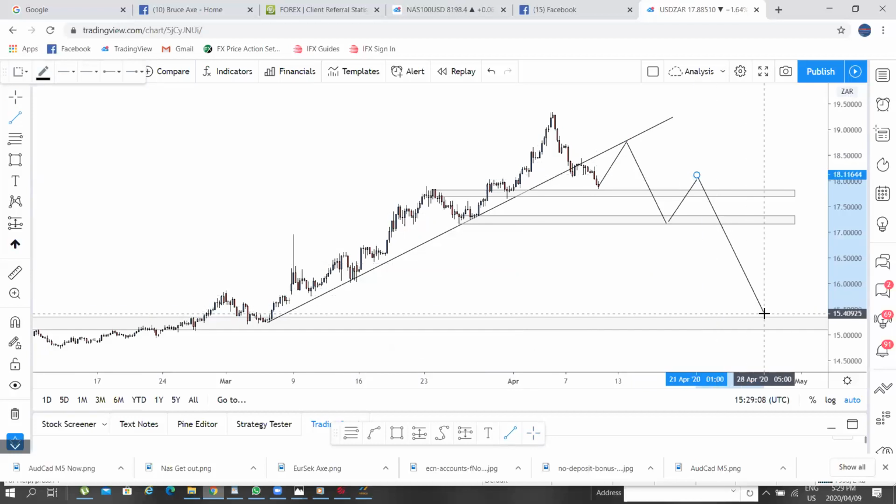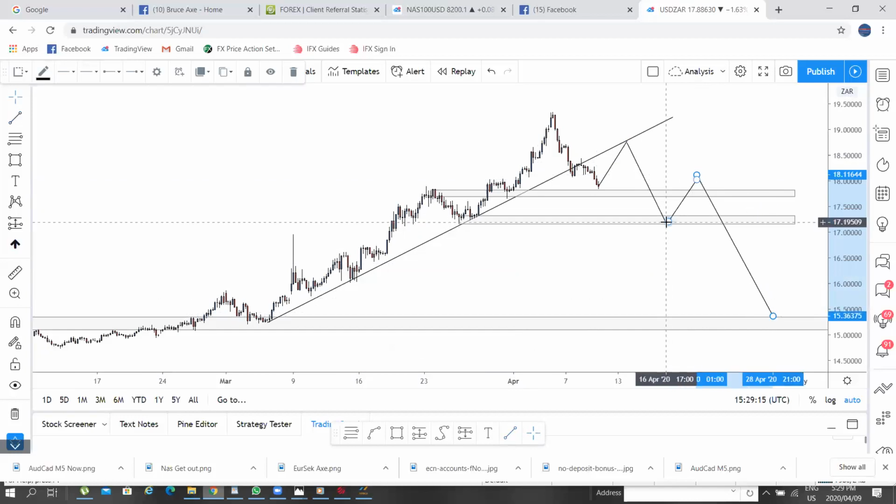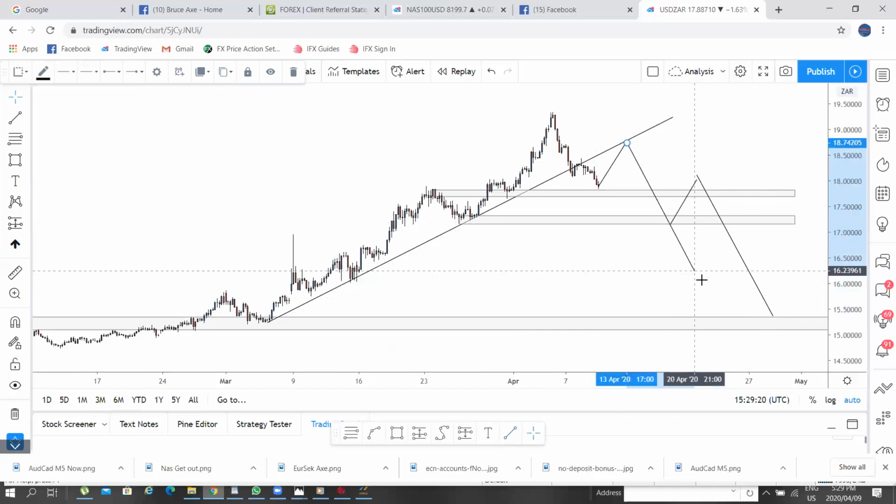And then from there we can look for another sell, going down to that level. Or we can just say, from here it might push all the way down to this level. If it pushes all the way down to that level, it takes us back to what?